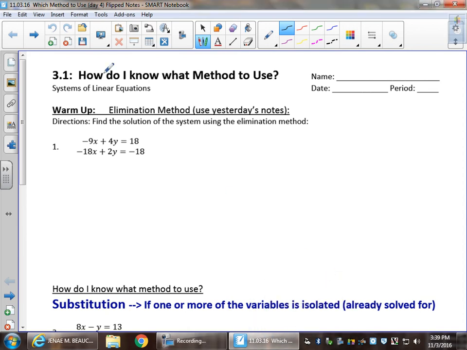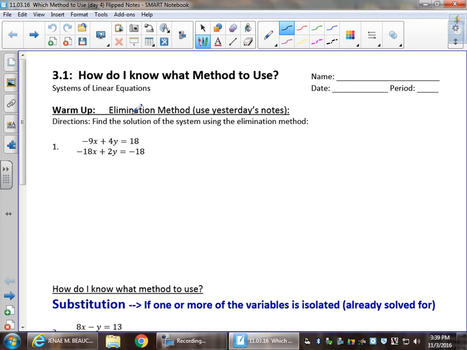Hi everyone. Today's lesson is all about deciding how do I know what method to use. This is an important question because right now on the table we have three possible approaches: solving by graphing, solving by substitution, and solving by elimination. And elimination is what we just had a refresher lesson on yesterday.